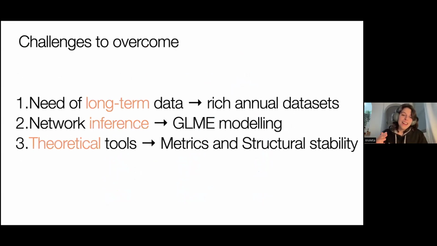Have we overcome the challenges? Well, regarding the data, it's pretty rich. It has almost 30,000 data points, and the species are annual, so we are covering almost 10 generations of individuals. The way in which we inferred the networks was with generalized linear mixed effect modeling. It's not perfect. We are working on Bayesian and other algorithms, but it does the job.